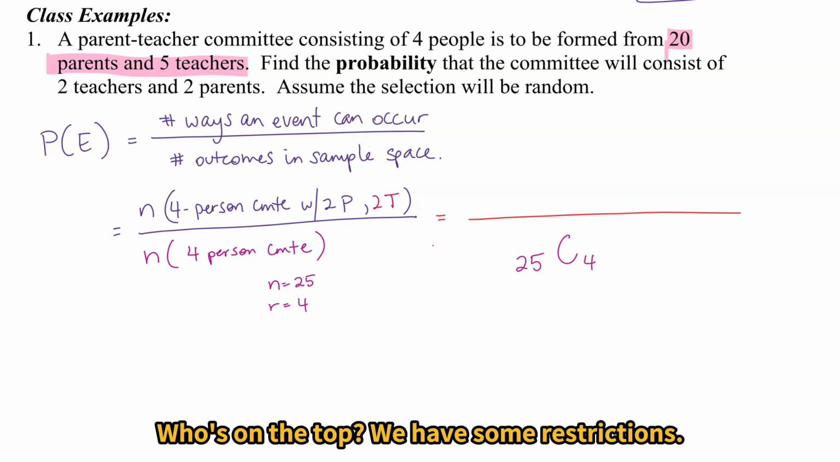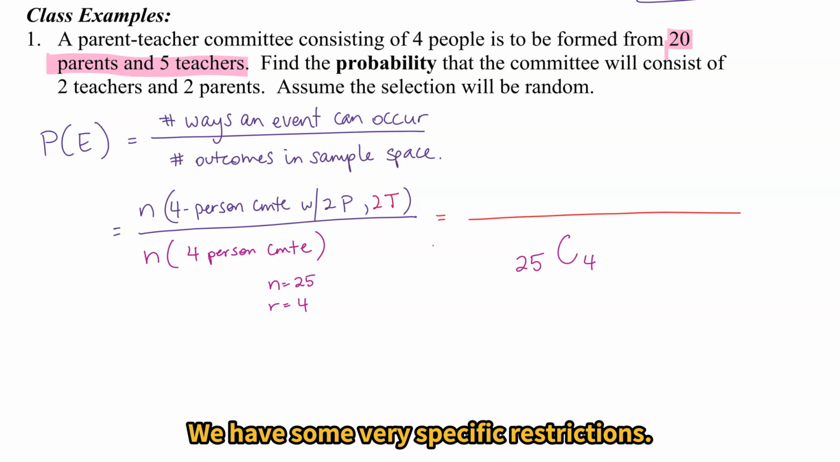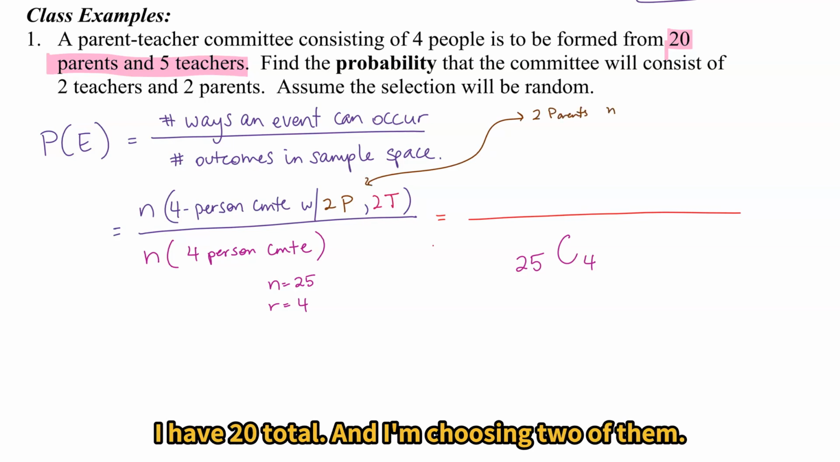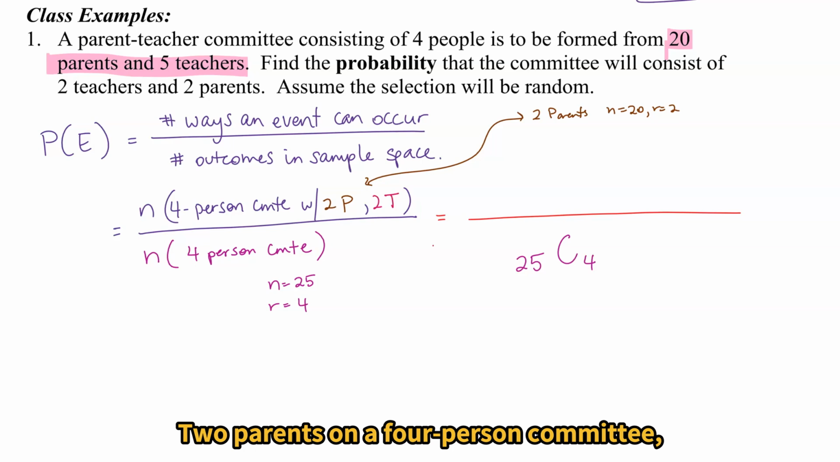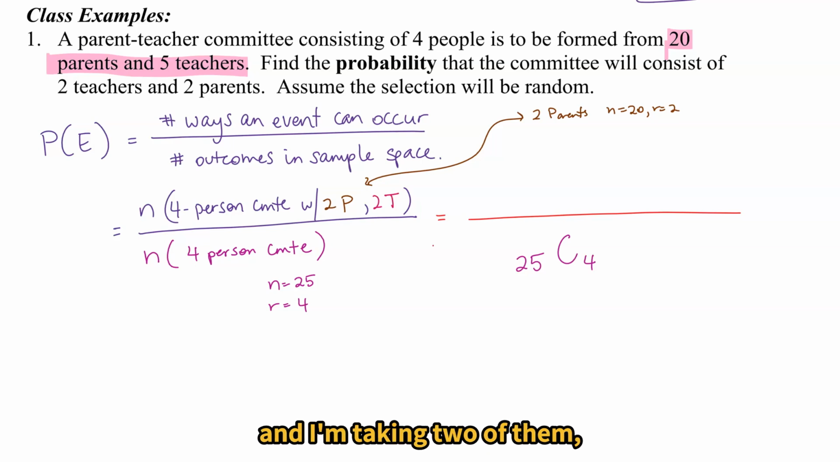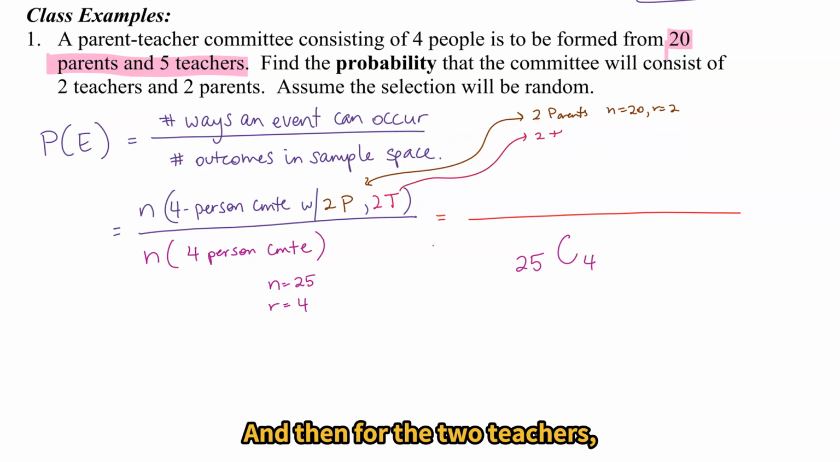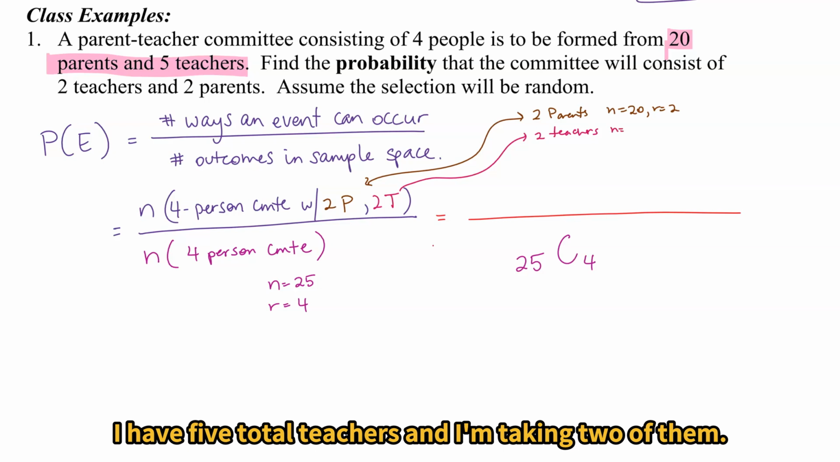Because on the top, we have some restrictions. We have some very specific restrictions. I want 2 parents and 2 teachers. So for the 2 parents, I have 20 total, and I'm choosing 2 of them. 2 parents on a 4-person committee, but I have 20 total parents, and I'm taking only 2 of them for the committee. And then for the 2 teachers, I have 5 total teachers, and I'm taking 2 of them.